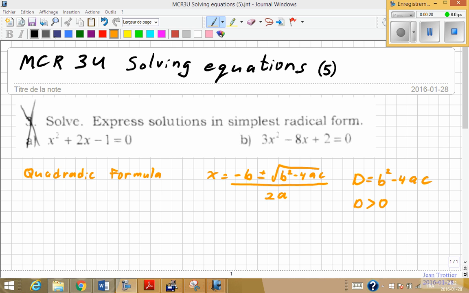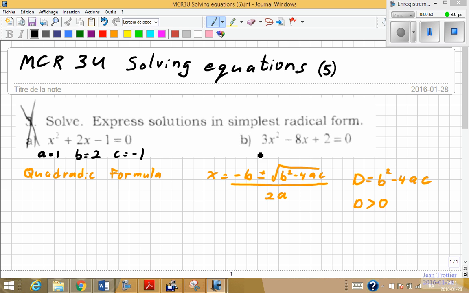So first thing you have to do when you use a formula is determine what the coefficients are. So in this case we have a equals 1, b equals 2, c equals -1. Don't forget, the coefficient a is always the number that's in front of the variable squared. It's not always the first one, because the order might be different. And the b is always the value that's in front of just the variable. And then c is just the number on its own. We also call that the constant term.